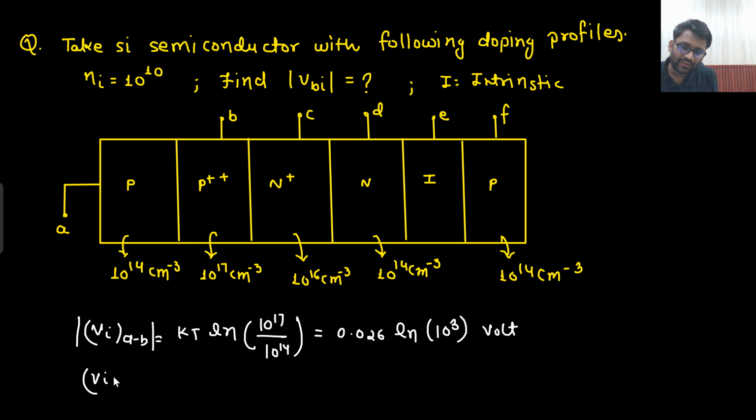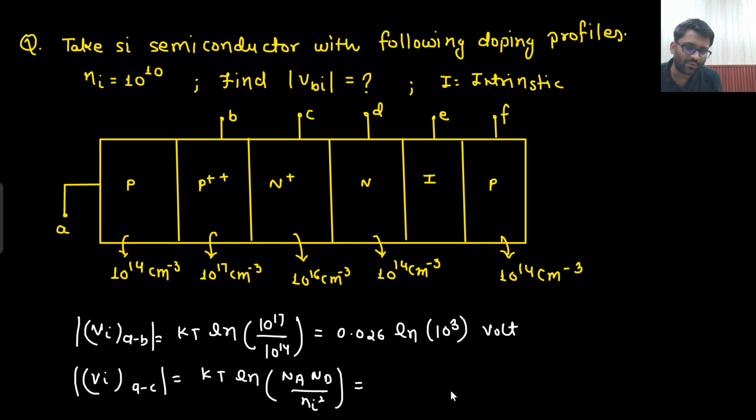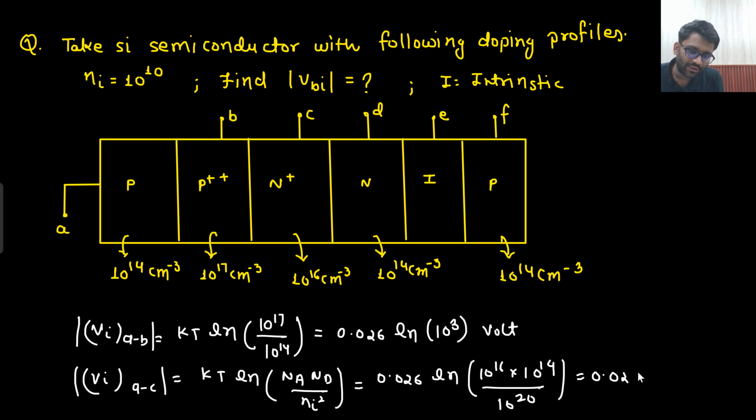What about built-in potential between AC? So what will be your built-in potential between AC? Sir, N plus and P. So KT ln NA ND by Ni square, right? Because for a PN junction, this is the formula of built-in potential. How this formula came, that also we have understood. Already we know it from the previous lectures. So 10 to the power 16 into 10 to the power 14 divided by Ni square, that would be 10 to the power 20. So what will be the answer? 0.026 ln 10 to the power 10.